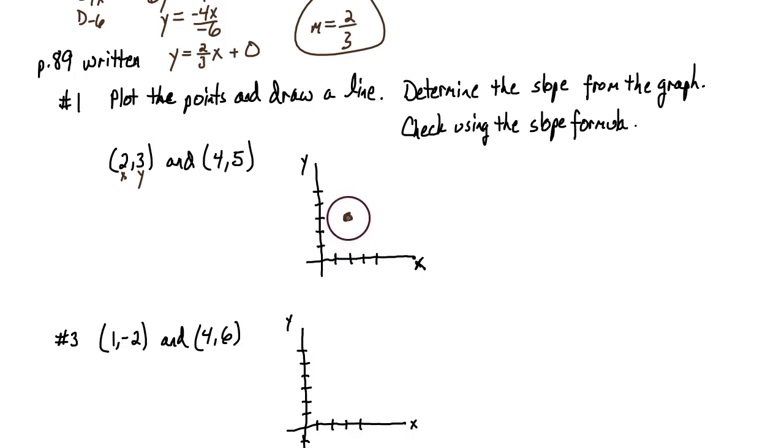Here is 2, 3. Now let's find 4, 5. This is its x-coordinate, this is its y-coordinate. From the origin, go to 4 on the x-axis, and then travel straight upwards to a height of 5. Now we're going to draw a line through these dots.